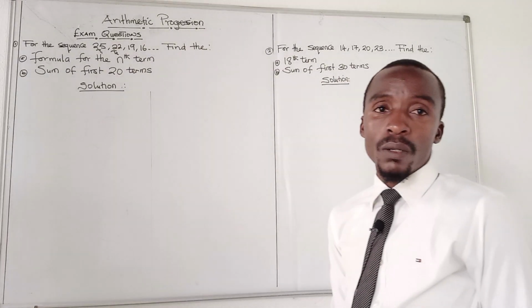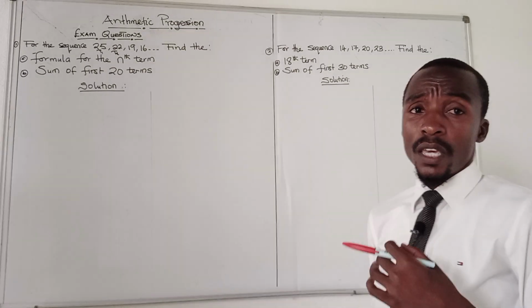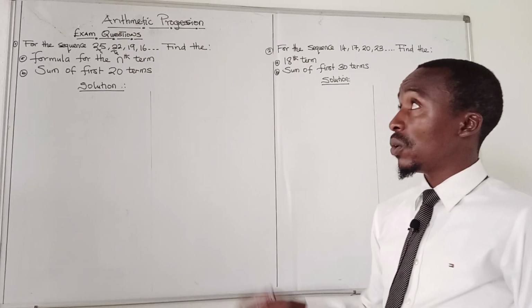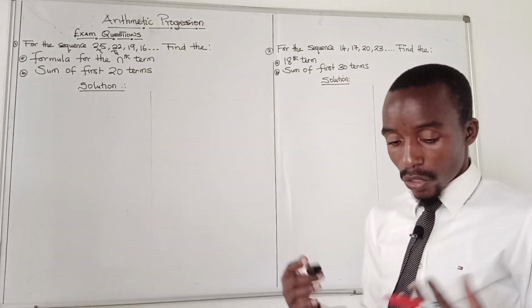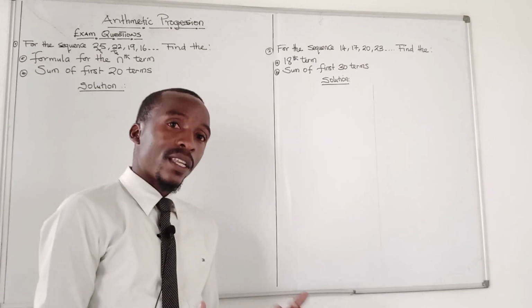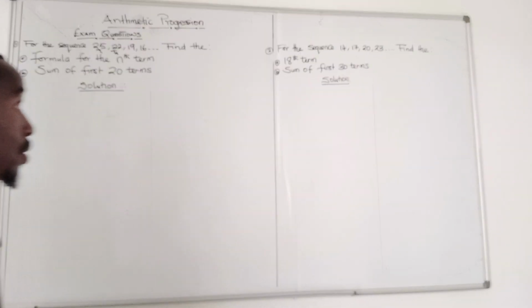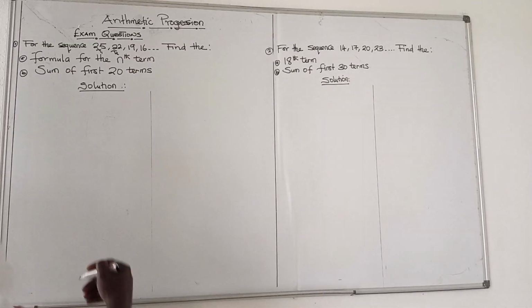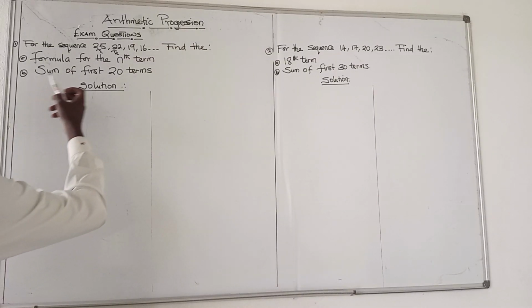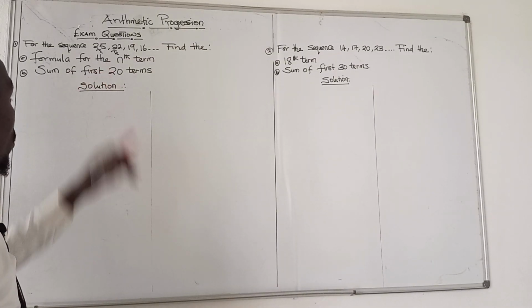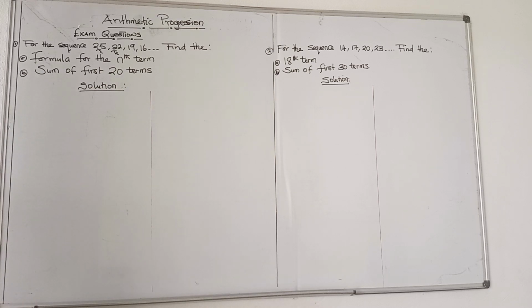In this session, we're going to solve a few exam questions on the arithmetic progression so that we see how the examiner asks questions on this topic. Now, number one reads: for the sequence 25, 22, 19, and 16, find the formula for the nth term.